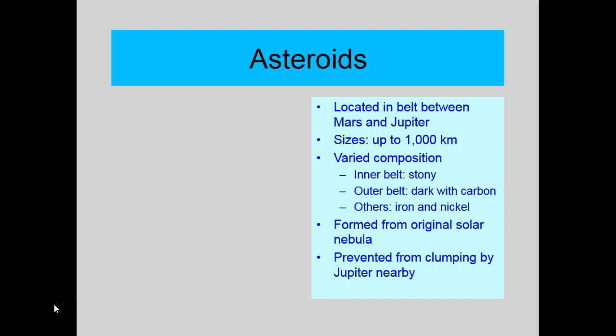Terrestrial, rocky planets. So not too surprising, the inner asteroid belts basically are stony. The outer belts are dark with carbon. Now that's not very descriptive in my mind, the dark with carbon, but that indicates probably a little bit lighter material.